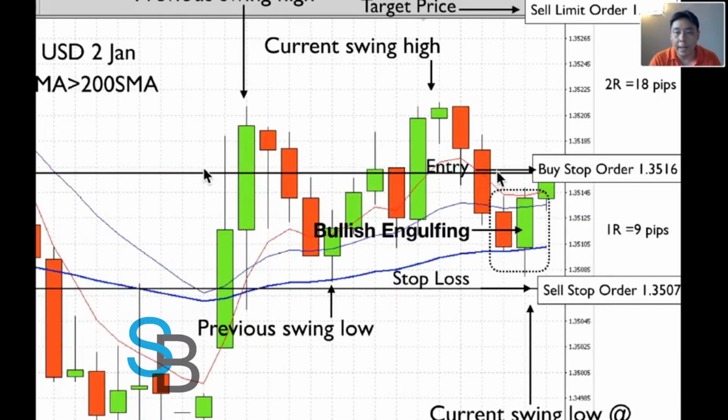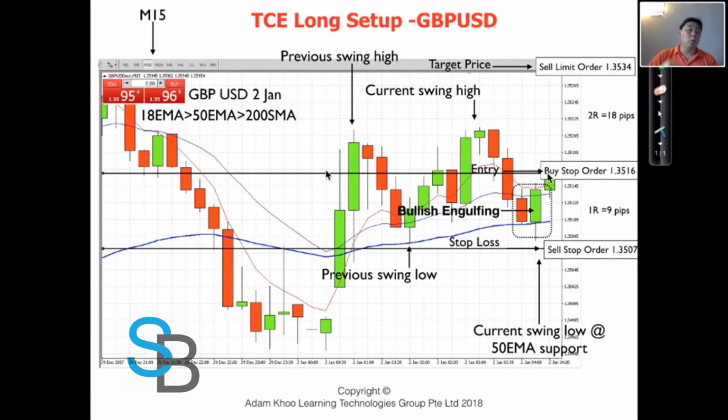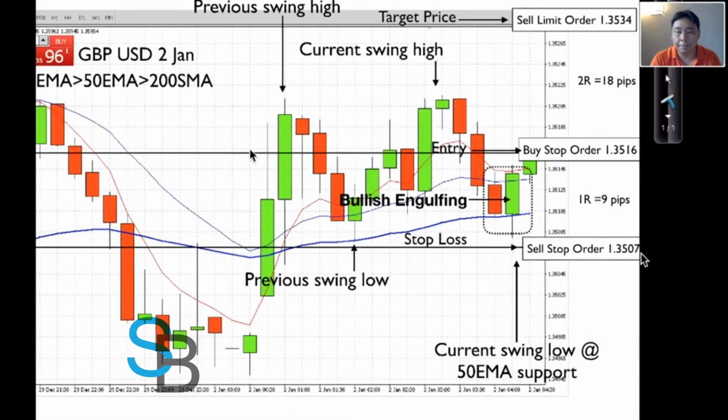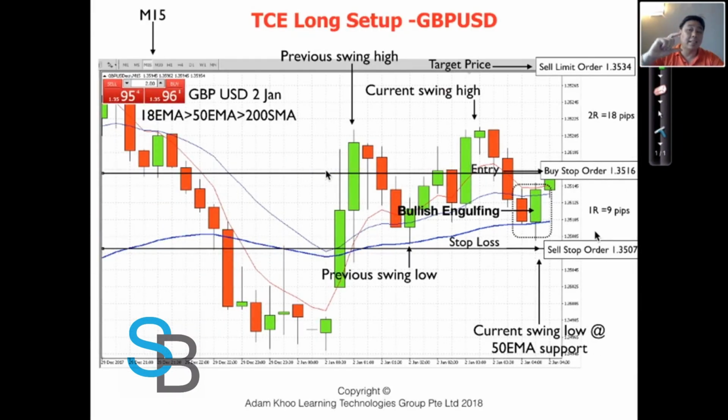All right, so our buy order is there. And again, our buy order will only be triggered if the price goes to 3516 or higher. If the price doesn't go up, then it doesn't get triggered, and we're not in the trade. Our stop loss would be just below the swing low. In this case, our stop loss is at 3507. So 3516 minus 3507 is 9 pips. Our stop loss distance is 9 pips.